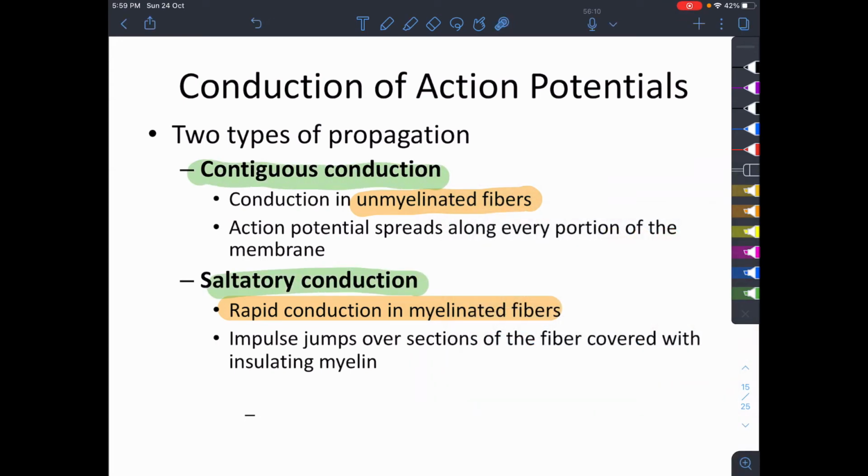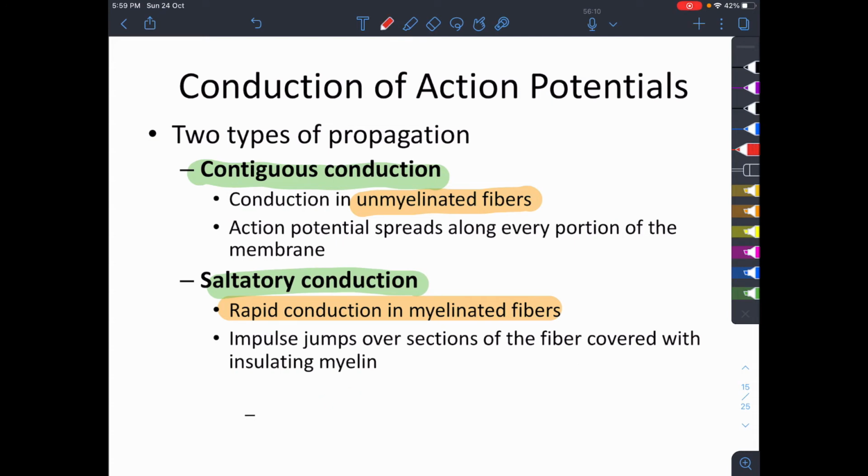فاحنا نجي نشوف السالتاتوري تحسها كذا كلهم مع بعض rapid سريع. Myelination يساعد على سرعة نقل الأكشن potential. The rapid conduction in the myelinated fibers. The impulses jump over sections of the fibers covered with the insulating myelin.